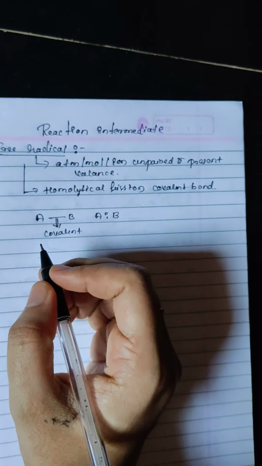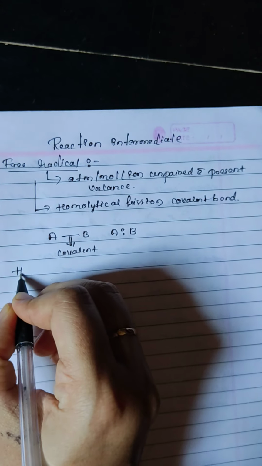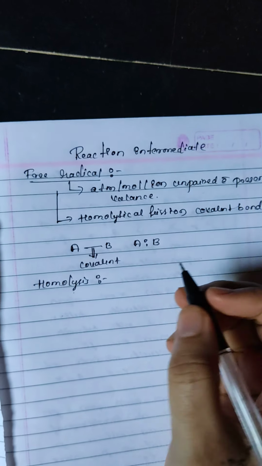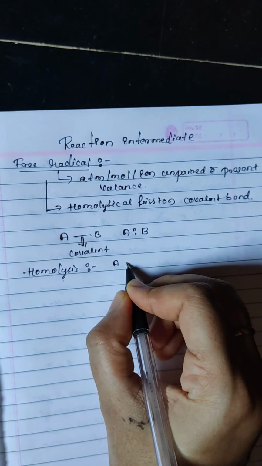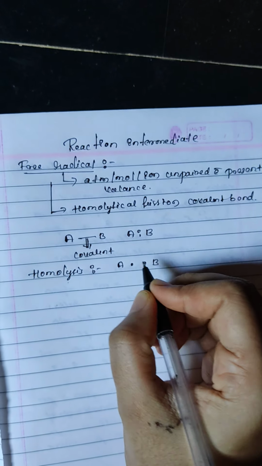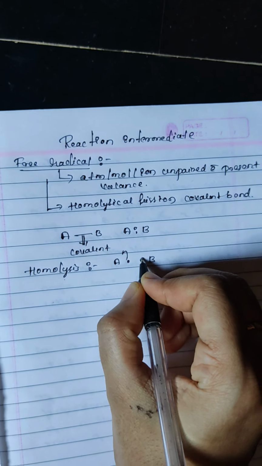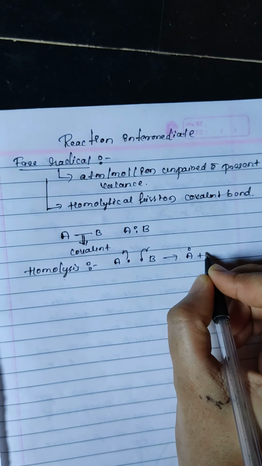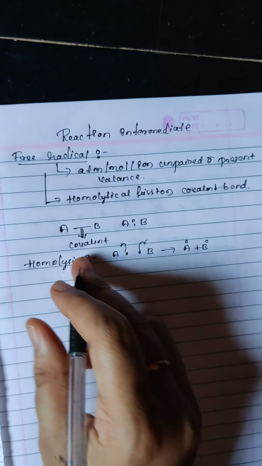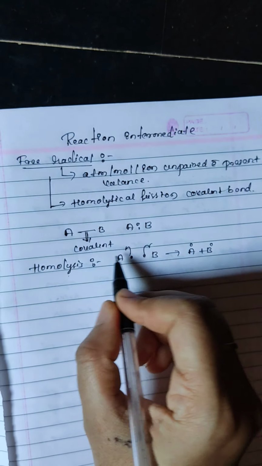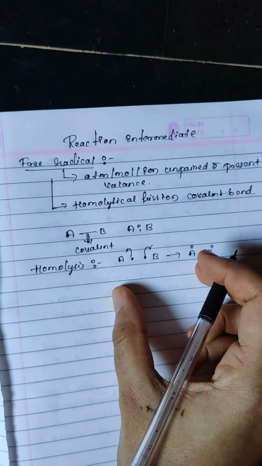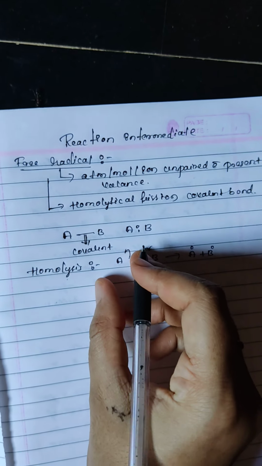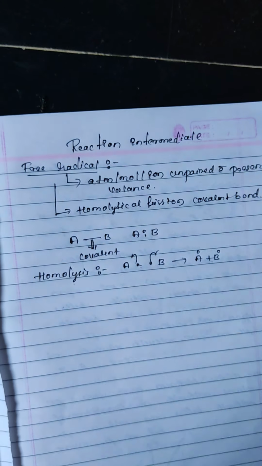Homolysis means first there is one radical, and another free radical, at that side and that side. What products will be formed? A plus B. The 2 electrons in that bond are divided equally between the two products.